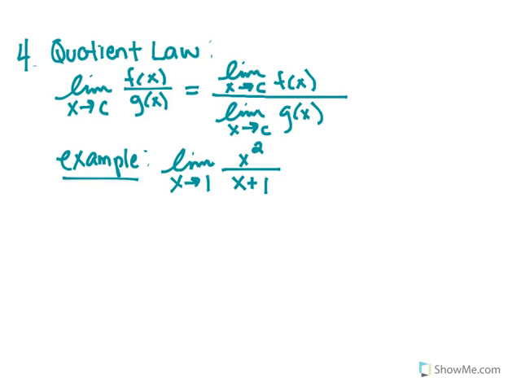So, for example, we have the limit as x approaches 1 of x squared divided by x plus 1. So, same functions as our product law, just divided this time. So we're going to rewrite this as a quotient of the individual functions.